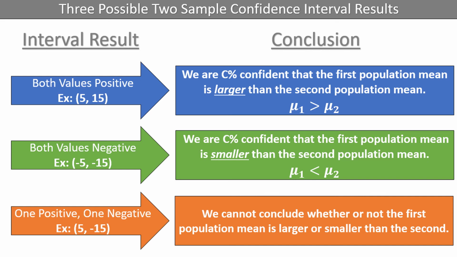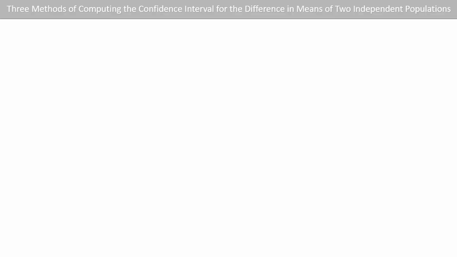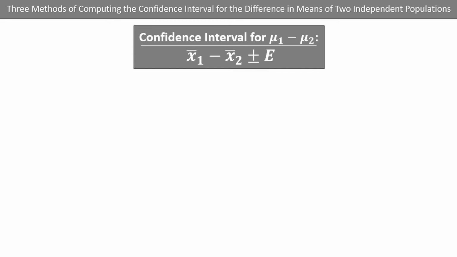Thinking of our confidence intervals in this way is very similar to the results of a hypothesis test, which we will discuss in more detail in future videos. There are three different methods of computing the confidence interval for the difference in means of two independent populations. In any of the three cases, the confidence interval is equal to x bar 1 minus x bar 2, plus or minus the margin of error. The only thing that changes is the formula for the margin of error, which is slightly different in each case.